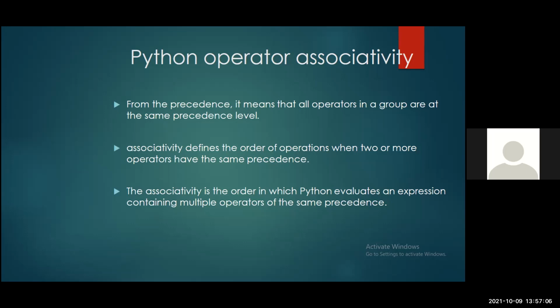Associativity defines the order of operation. In case you are having, for instance, all those four operators which have the same level of precedence in the same expression, associativity tells us how we will do the computation. Of course, you cannot do all of them at the same time. You have to do one after the other because this is one single expression and you have to arrive at one answer. So associativity is the order in which Python evaluates an expression containing multiple operators of the same precedence.